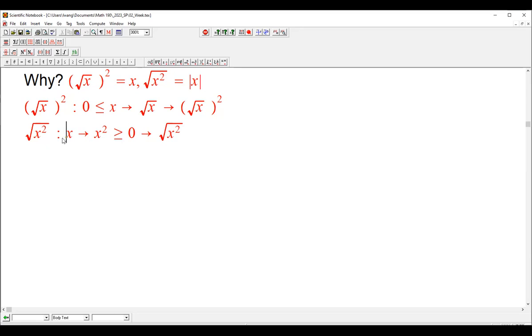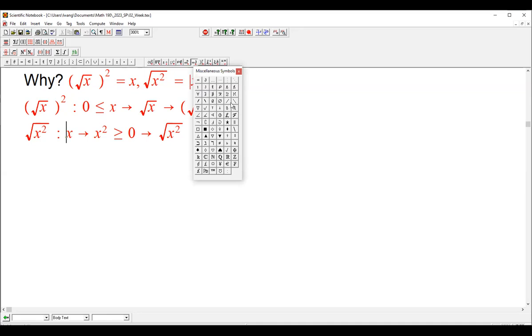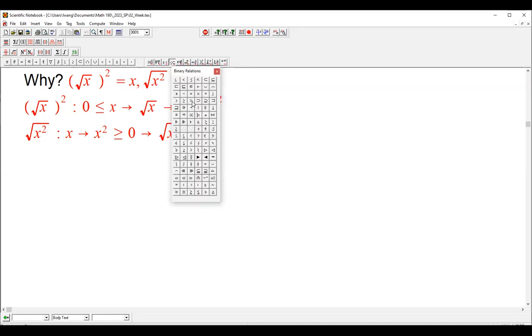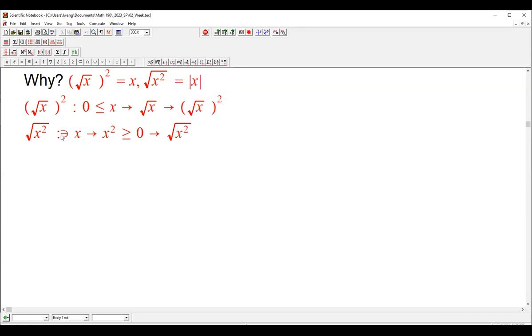Right, no matter what x is. So this x actually is all real numbers. It can be all real numbers. So this x over here is from negative infinity to positive infinity. You can see the difference in these two expressions is dramatic.